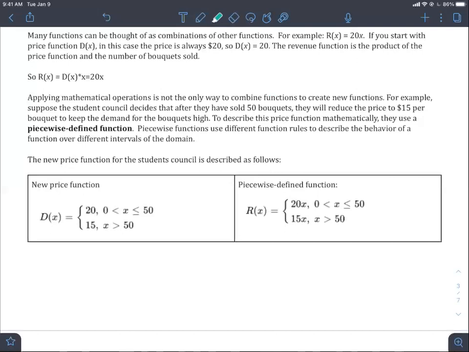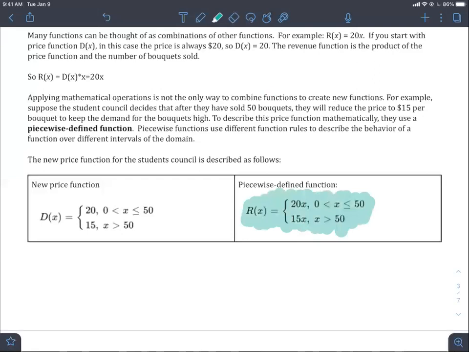So they decide that after they have sold the first 50 bouquets, they're going to reduce the price per bouquet to $15 to try to sell off the remaining stock and keep the bouquets in demand. So we have a new part to our function that is defined by a specific value of the domain. And this is as such that our revenue function now has 2 parts.